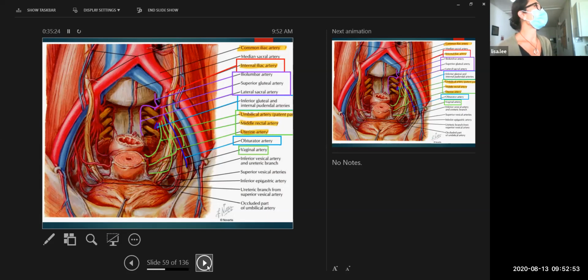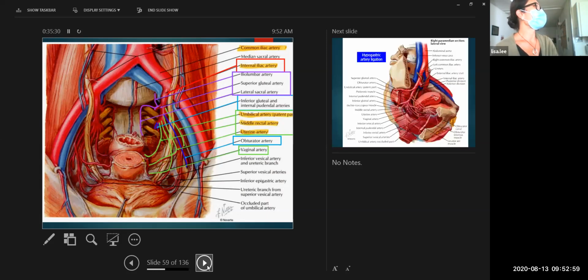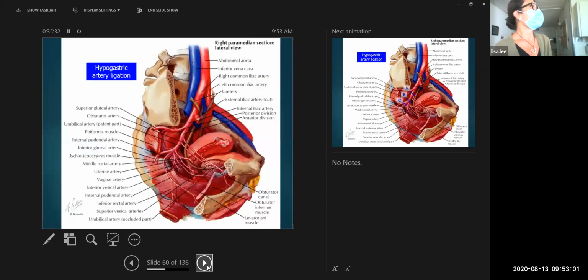What did I just, was it another arrow? Oh, and the vaginal artery is also part of that. Okay, extending. Yeah. Okay. So hypogastric artery ligation.